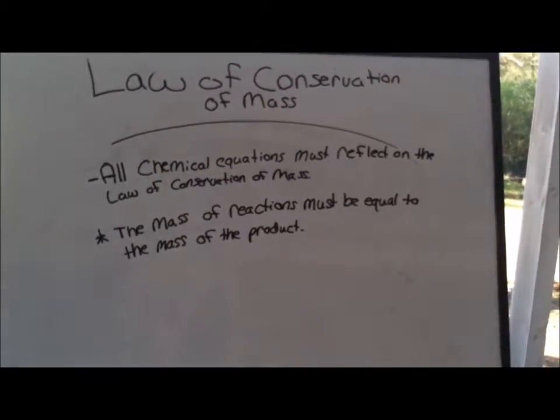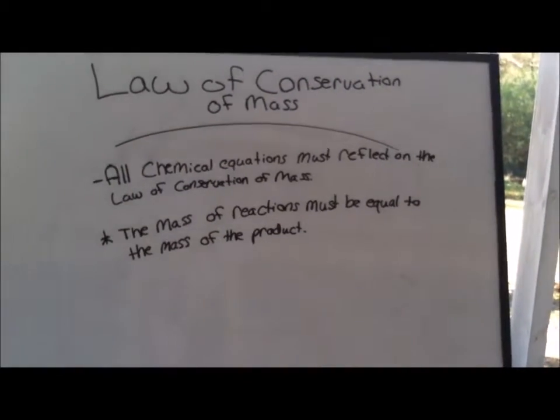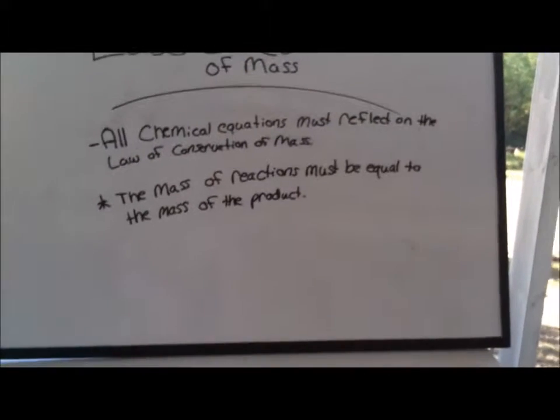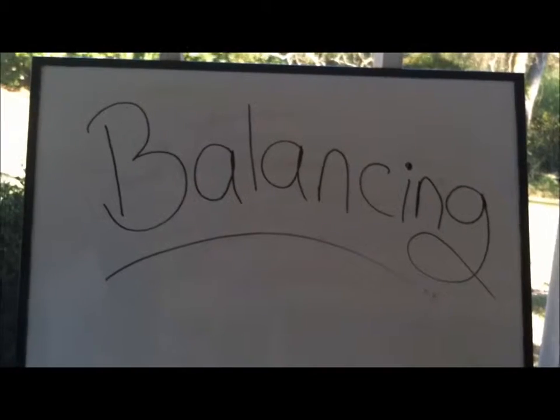To begin this lesson, let's review the law of conservation of mass. All chemical equations must reflect the law of conservation of mass, which means that the mass of the reactants must be equal to the mass of the products. This is where balancing an equation comes in.